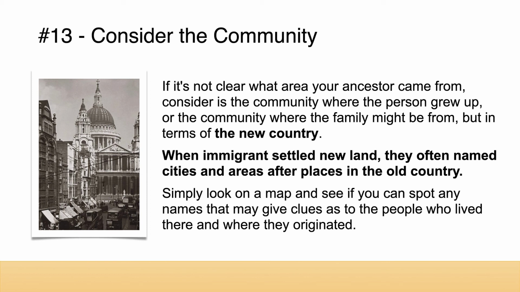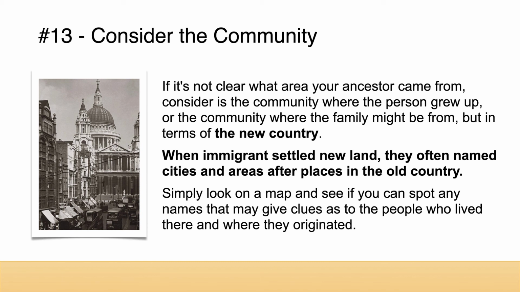Another thing that can be helpful here is to simply look on a map to see if you can spot any names that might give clues as to the people who live there. Because when immigrants settled new land, they often named cities and areas after places in the old country. That's why we have places with the word new in front of it. For example, New Orleans. Orléans is in France, and Louisiana used to belong to the French, right? Who named it after Orléans in their homeland, and it's now New Orleans. So this may sound obvious, but it's worth a look.